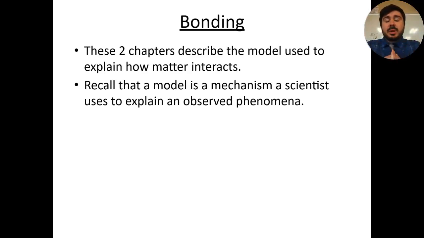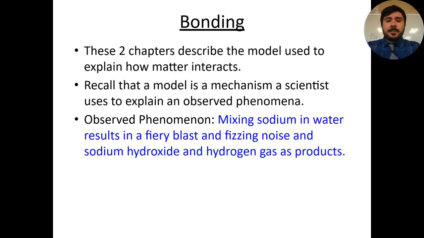So all the different tables we put on there, some of the graphing we do, especially with our most recent lab, we've done some graphing. Some of the calculations we do, right? These are all different types of models we use to describe observed phenomena. So for example, an observed phenomena might be mixing a piece of sodium metal in water could result in a fiery blast and fizzing noise and produced sodium hydroxide and hydrogen gas as products.